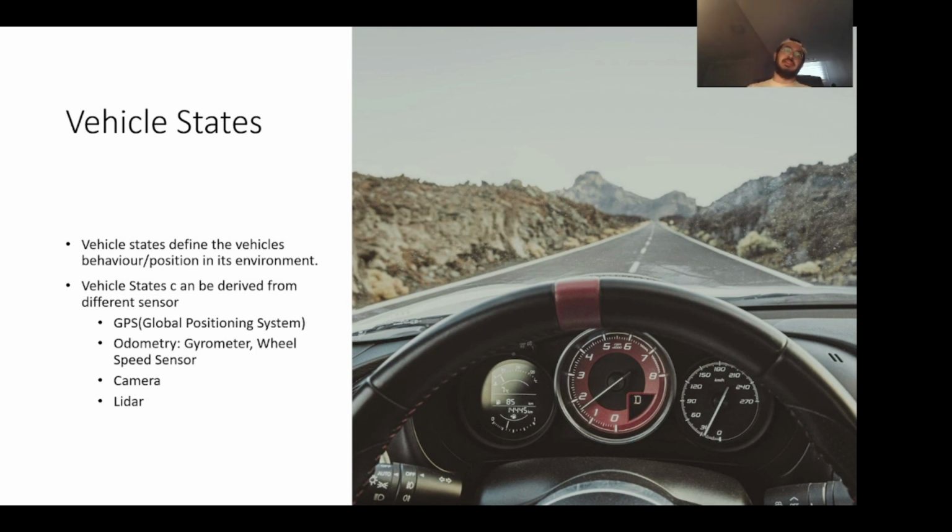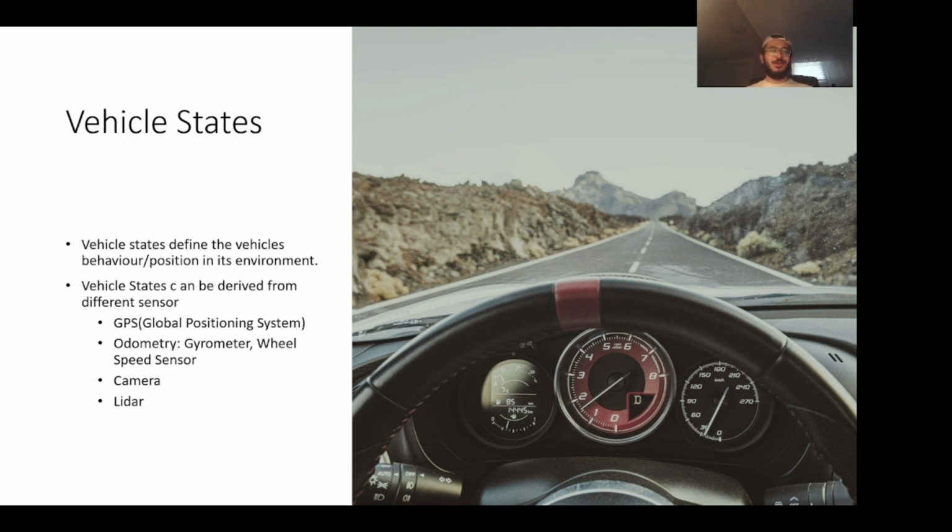Next topic is vehicle states. What is vehicle state? Vehicle state defines the vehicle behavior or position in the environment. Basically, the current state can be at rest, moving at an acceleration, moving at a velocity, or making a steering turn. It could be anything. Most of the time it's derived from sensors, whether it be GPS, odometers, camera, or LiDAR sensors.